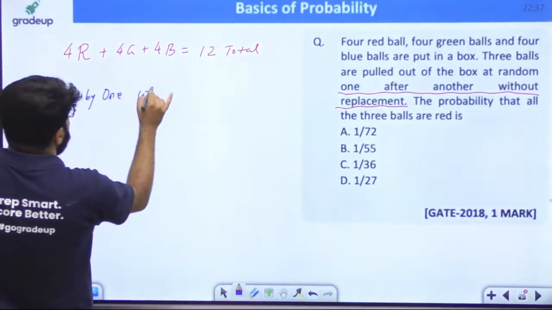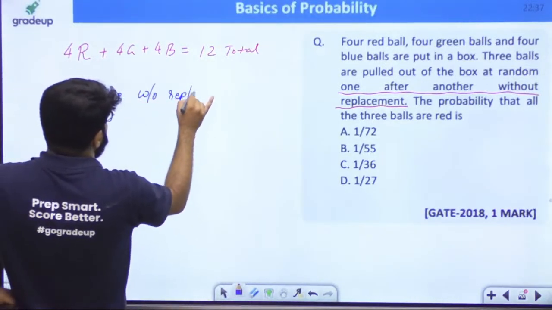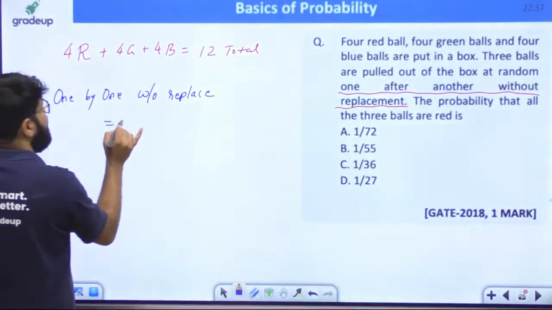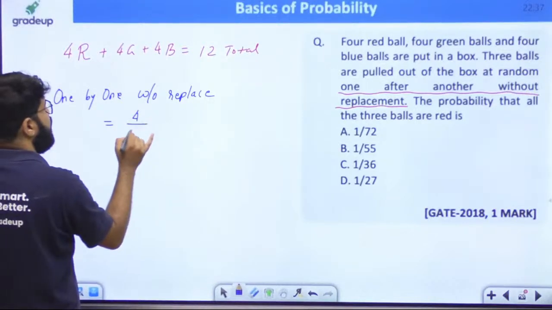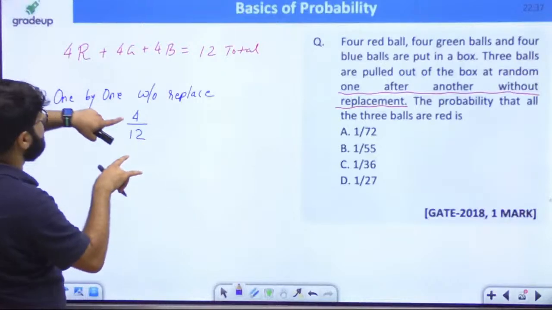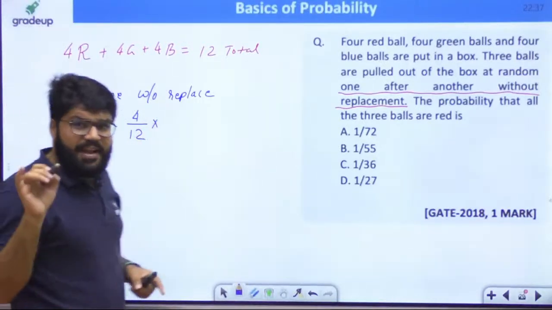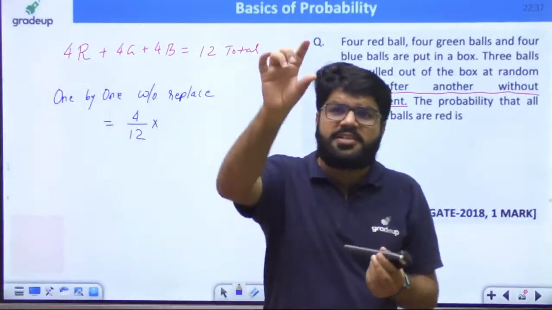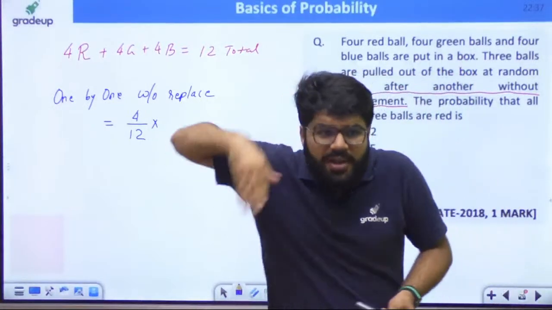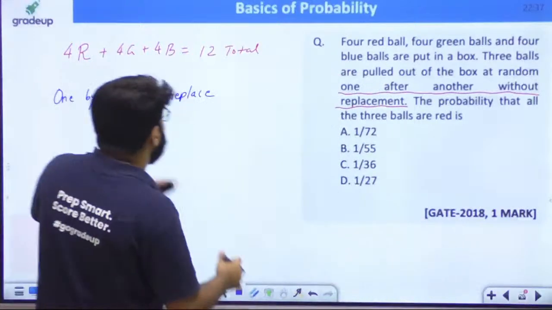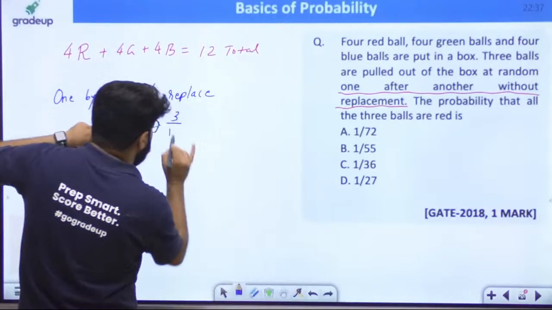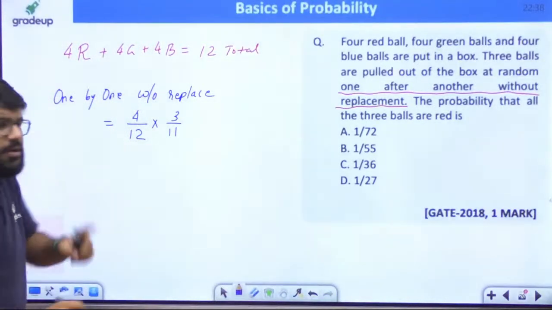You can do it anyways without replacement. So what is the meaning of one by one? First red ball out of total. We need red, so what is the probability of first red? 4 by 12. Then, whenever it is without replacement, the first red ball is in my pocket. It is not inside the bag. So what is there in the bag? 3 red balls, and total also 1 reduced. So 3 by 11.